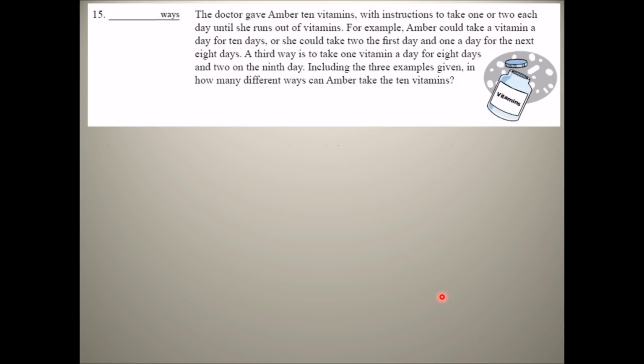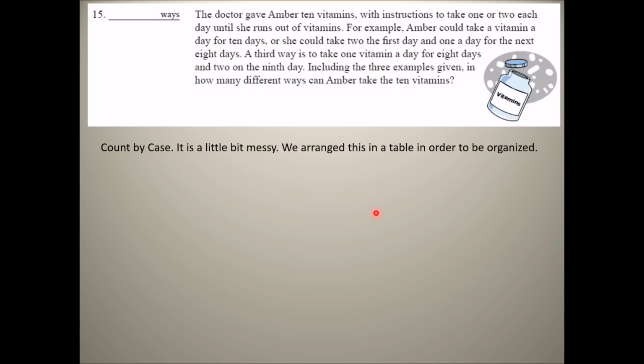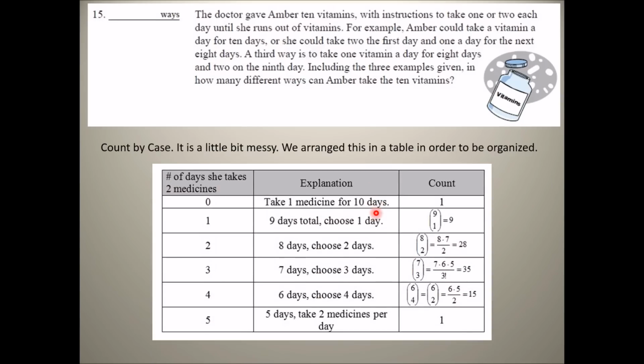So there's 89 ways. Now, if you didn't know this, there is another solution, which is just counting by the cases, or the different ways she can take the vitamins. And it's going to be a little bit messy because there's a lot. But anyway, we arranged it in a table in order to keep it organized and to minimize the amount of mistakes we make. So, on the left hand, we have the number of days she takes 2 medicines. The middle is the explanation, and the count is on the right hand side.